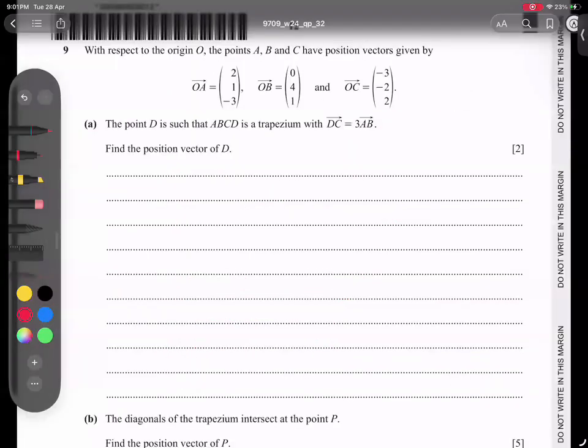Question number 9, students, we have topic is vectors. And the point D is such that it is a trapezium, and the link is given from his side, okay? And we have to find out D position. So we have to expand it. How to expand, students? DC. How to expand this one? OC minus OD. How to expand this, students? Same way, OB minus OA.